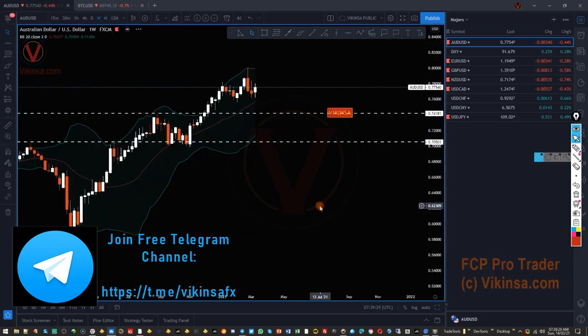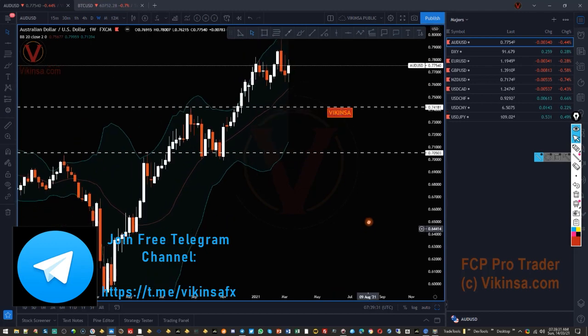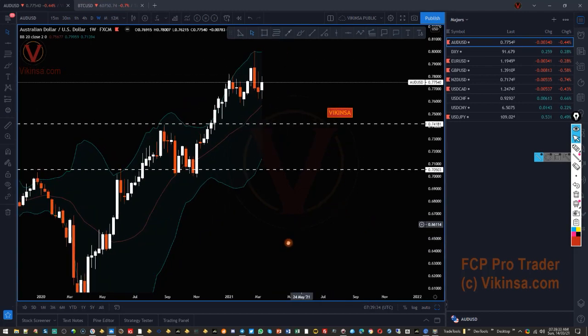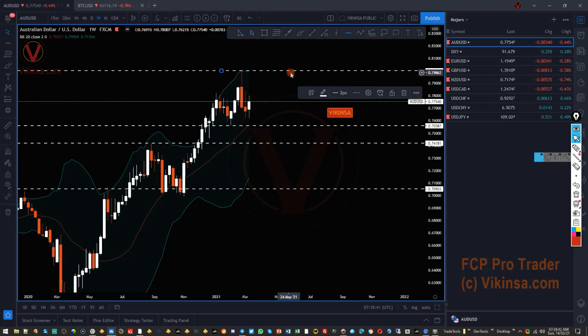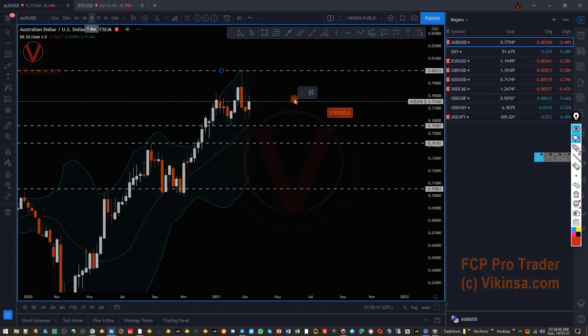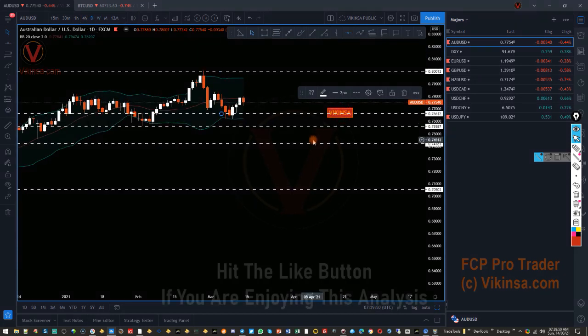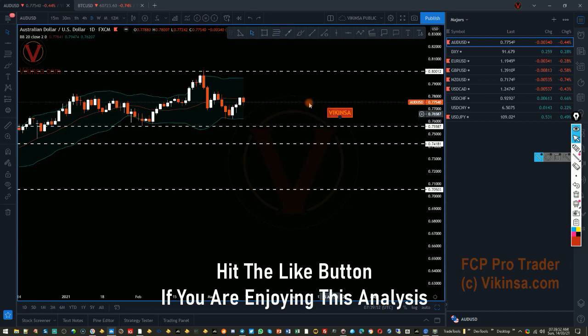If I go to the weekly time frame, now we see that there is an M pattern forming, probably. So we have this level here, and obviously the highest point is also going to be very important. So these levels are available to us on weekly. Let's go to the daily time frame.